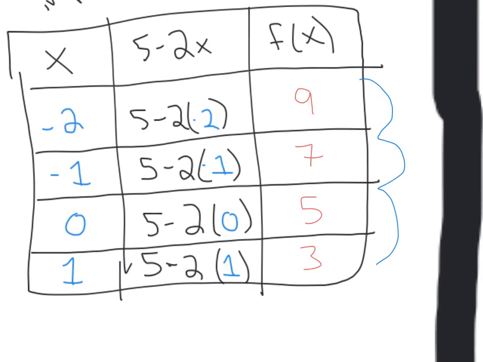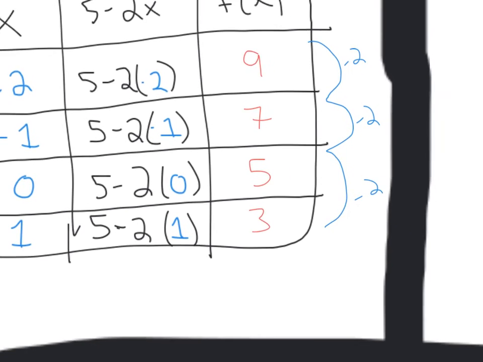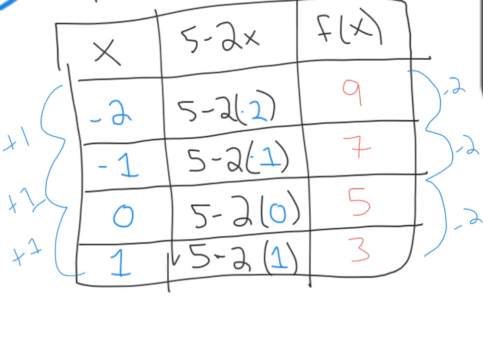We can kind of see a pattern developing here. This is a linear function, so it does have a constant rate of change. In particular, we're losing 2 every time we increase by 1 over here. So for every input we increase 1, our output decreases by 2. And that's just a little extra. You don't need to include that in your homework.